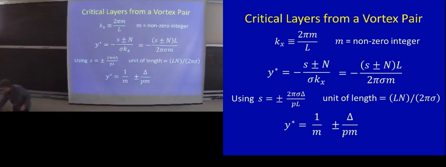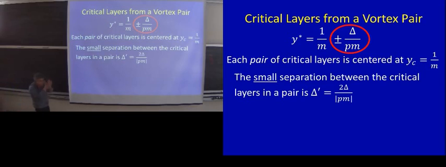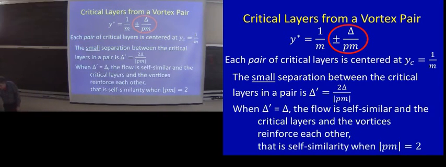So that's just a repeat of what I said there. The little tiny distance between the critical layers, one's at plus delta over pm, one's at minus delta over pm. Therefore, the total separation between this new pair of critical layers is 2 delta over pm. Well, if the new separation were the same as the old separation, I'd have self-similarity and reinforcement. And so, in order to make this equal to this, the product pm has to be 2. So there are two possibilities, pm equals plus or minus 1, and the product has to be 2.